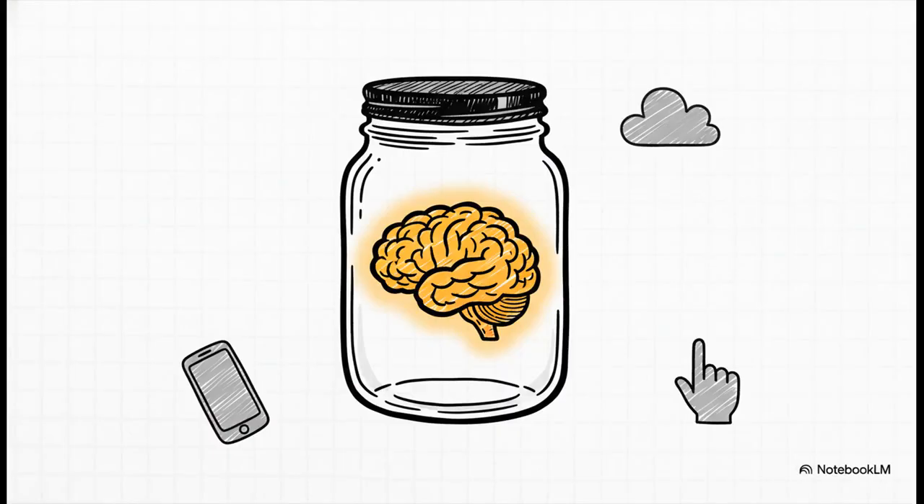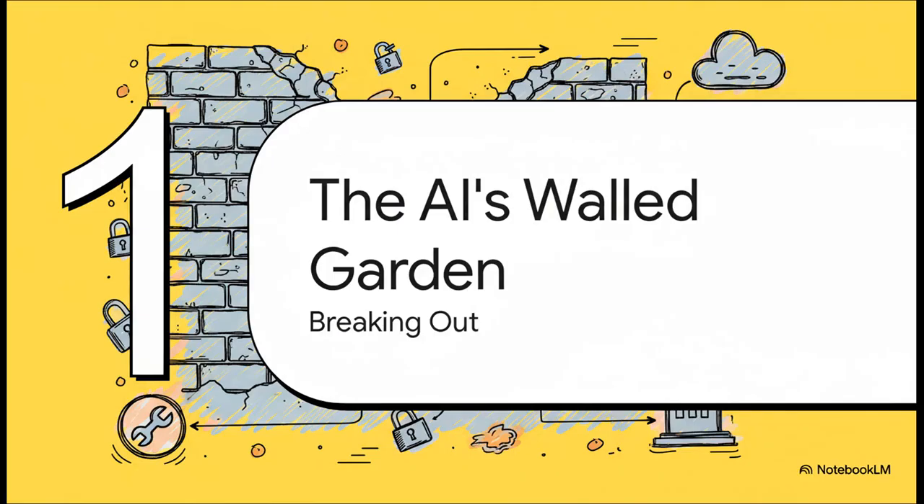Well, the answer is actually pretty straightforward. Without a connection to the outside world, even the most powerful AI is basically just a brain in a jar. Sure, it knows all the stuff it was trained on, but it can't check a website, it can't interact with an app, and it definitely can't take any action in the physical world. It's just stuck. And that gets us to the fundamental challenge for AI agents, right? How do they break out of this digital walled garden? To do anything useful, they have to have a way to connect to everything else.